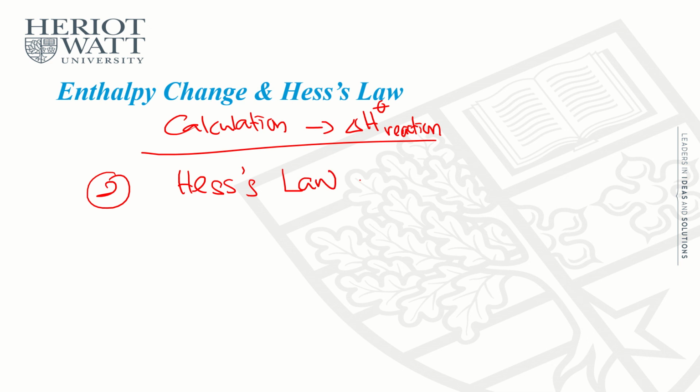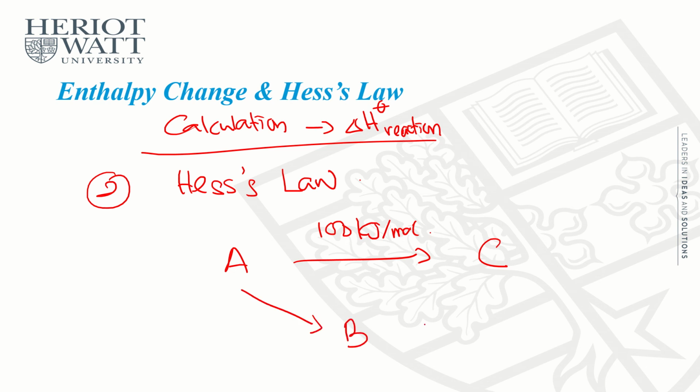Now, let me briefly explain what Hess's law is. Hess's law is something like this. Let's say, for example, from A, I need to change it into C. The energy involved here is 100 kilojoules per mole. That's the enthalpy change, right? And what if I don't want to change directly from A to C? Let's say A changes to B, then B changes to C. You have two energies here, A to B and B to C.